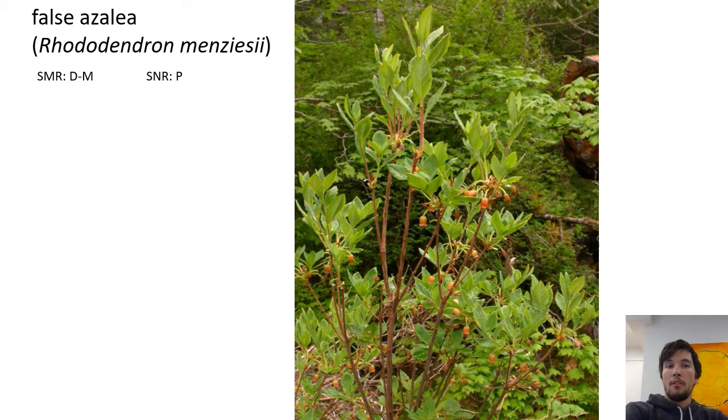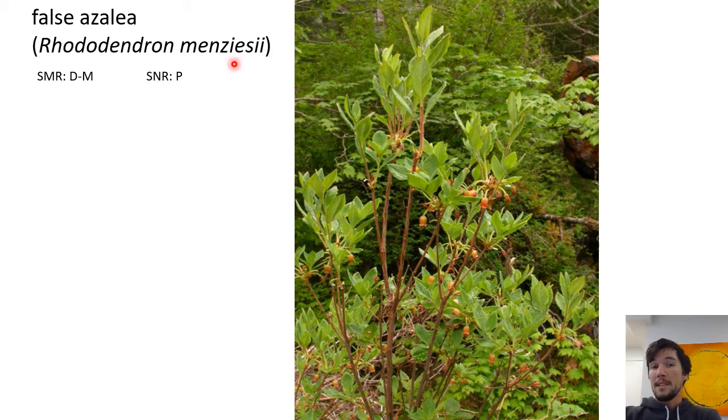Okay, next up, false azalea, Rhododendron menziesii. Let's take a hot minute to look at the scientific name. Menziesii, this is a species name that you see pop up over and over again. We've got Pseudotsuga menziesii, that's Douglas fir, one of the main tree species in the Pacific Northwest. There's also Arbutus menziesii, Madrona menziesii, that's the Arbutus tree, which is another really important tree species in the Pacific Northwest.